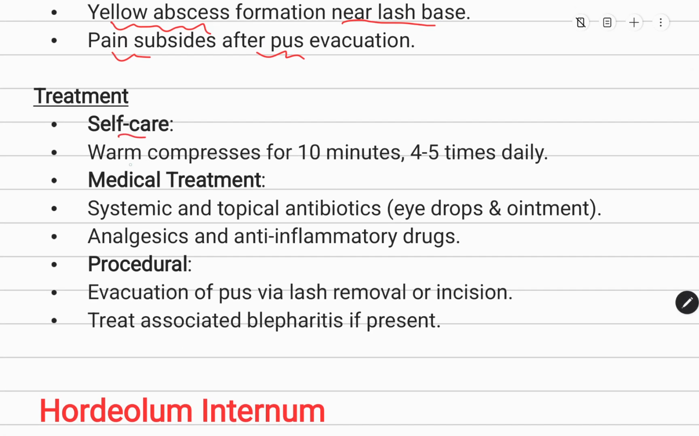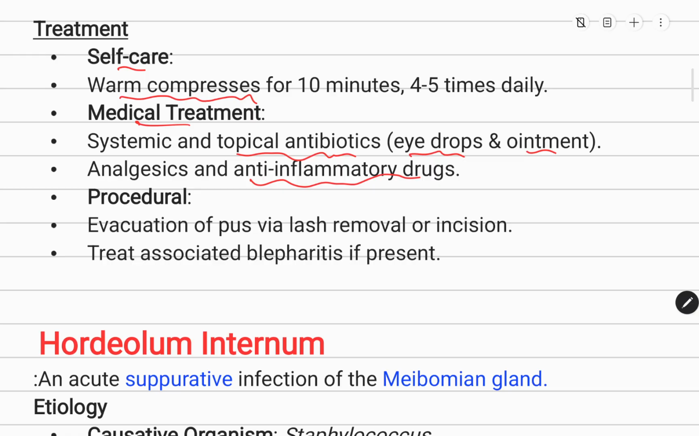The first one is self-care. We give warm compresses for 10 minutes. The other is medical treatment, because it occurs mainly due to bacteria, so we give topical antibiotics, eye drops or ointments. The other are anti-inflammatory drugs. Then there is a procedure like in Chalazion: evacuation of pus is done, and it is also done by the removal of eyelashes by incision, and we treat the associated blepharitis if it occurs mainly due to blepharitis. We will discuss blepharitis in our next part.